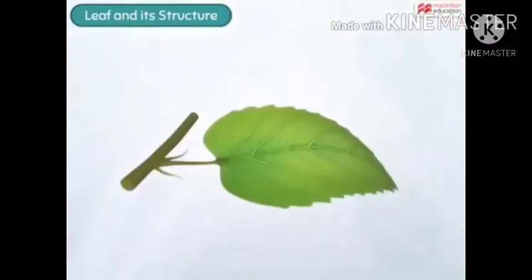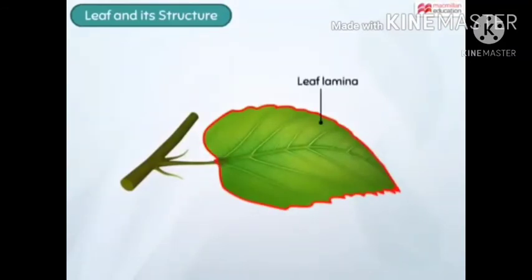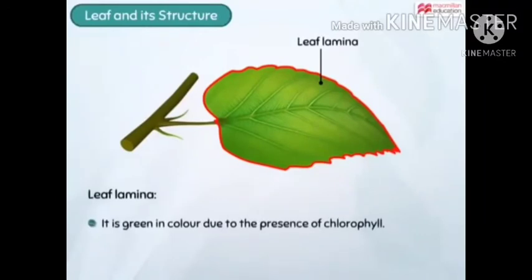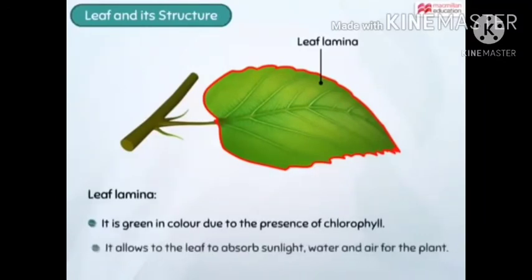The surface of a leaf is flat and is called the leaf blade or lamina. It is green in color due to the presence of chlorophyll. The large lamina allows the leaf to absorb sunlight, water and air for the plant.